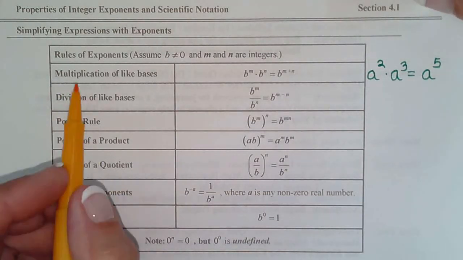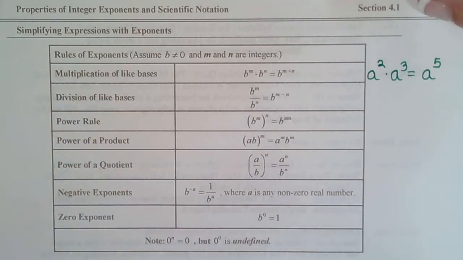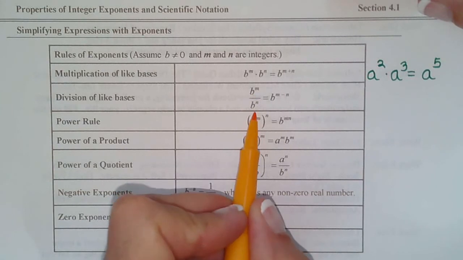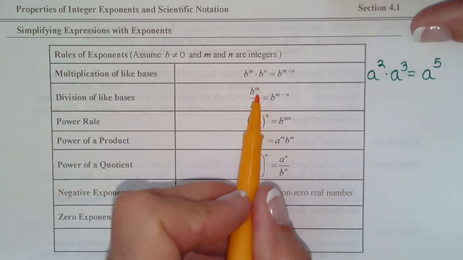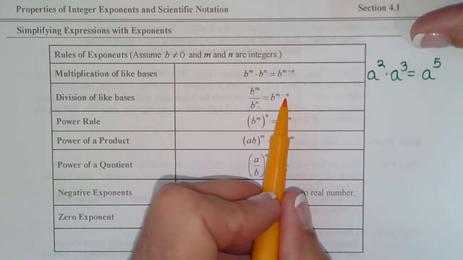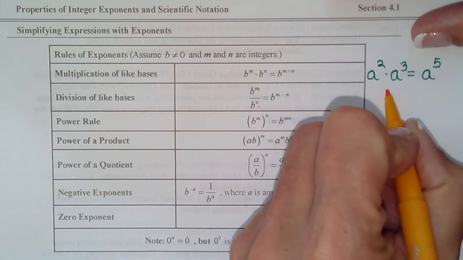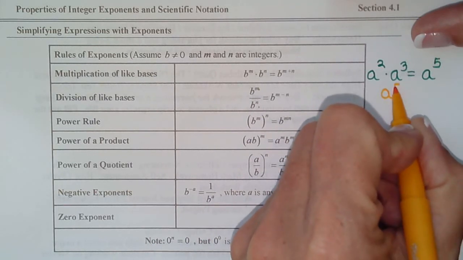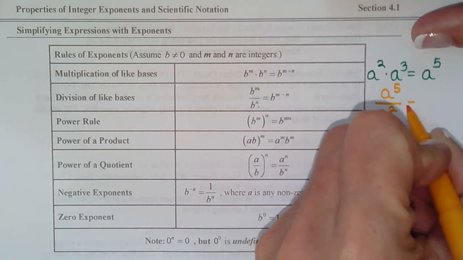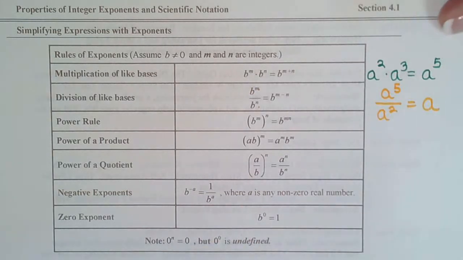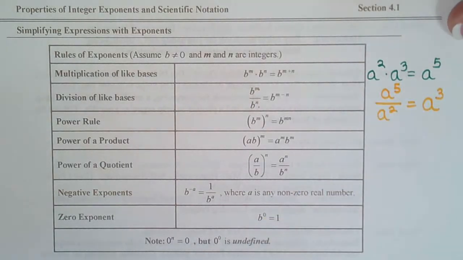And division and multiplication are opposite operations, so it makes sense that their rules will be opposites. So if you're dividing and your bases are the same, you keep the base and you subtract the exponents, since it's the opposite of multiplication. So if we had a to the fifth divided by a to the second, we'd keep the base the same, a, and we'd do 5 minus 2 to get 3.